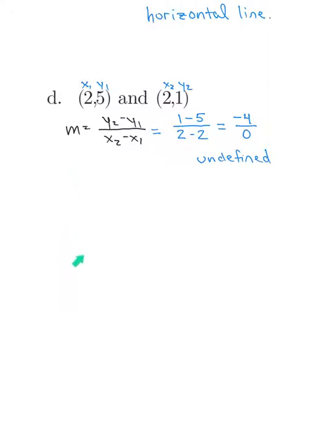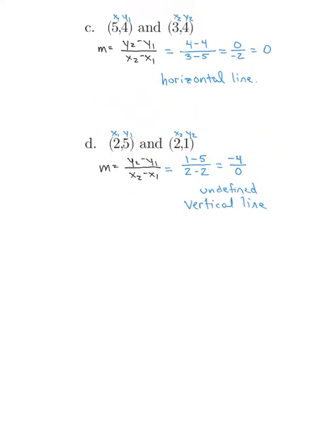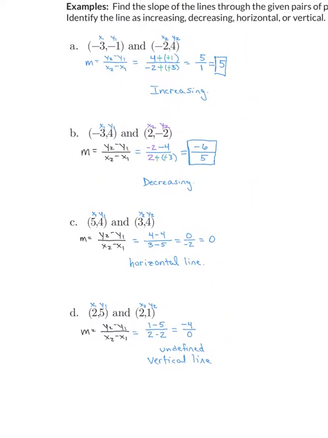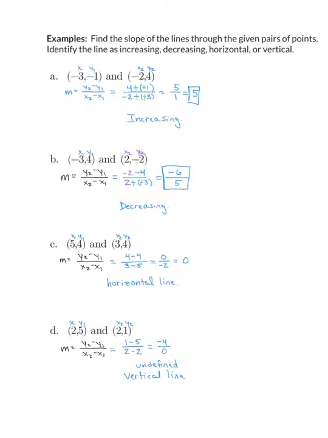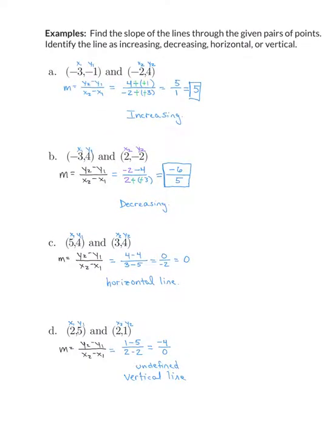This is similar to our wall problem. Remember that you are not allowed to walk up the wall unless you're Spider-Man. And even then, he's really crawling. And so this is the example where we have an undefined slope. This is a vertical line. And we're done. So those are some basic examples of finding slope and interpreting what our line looks like.